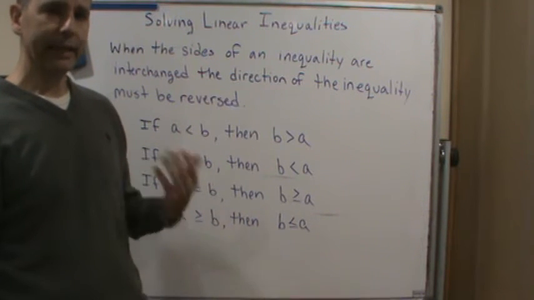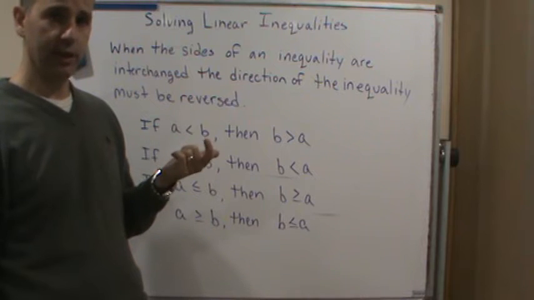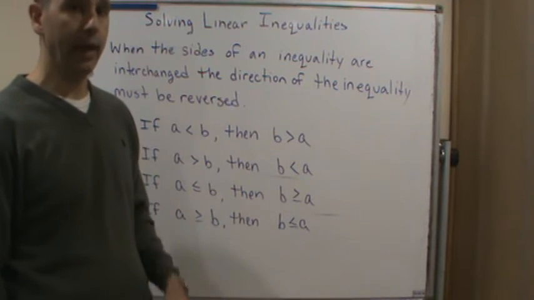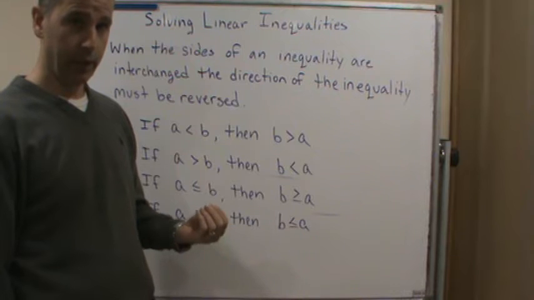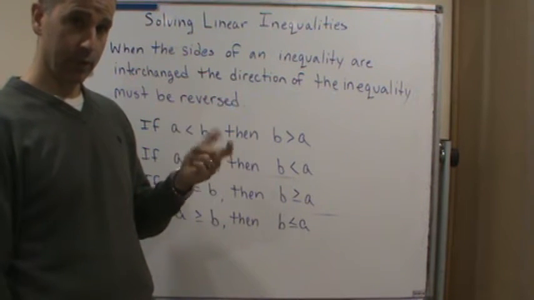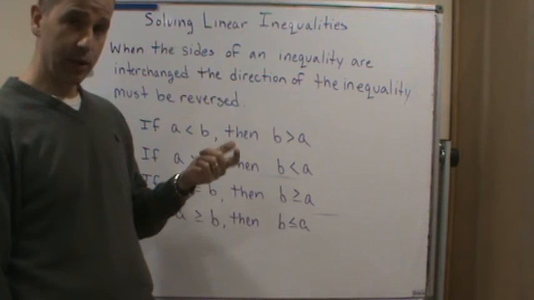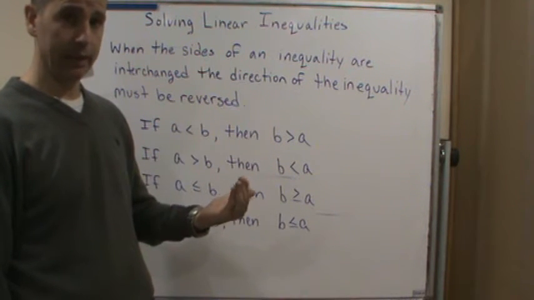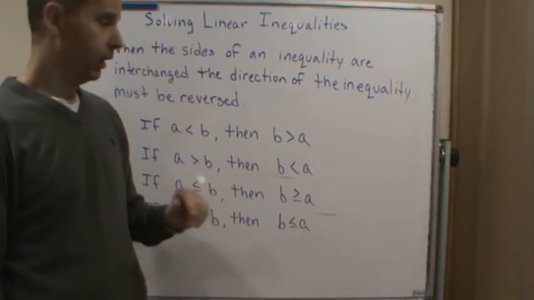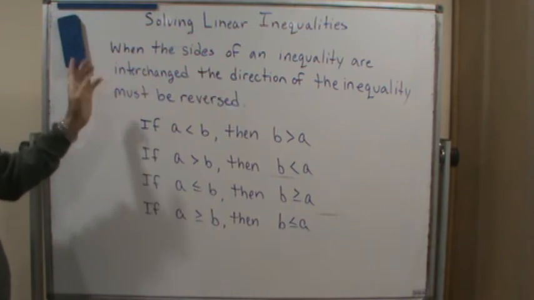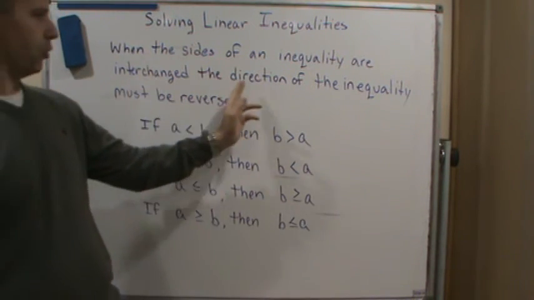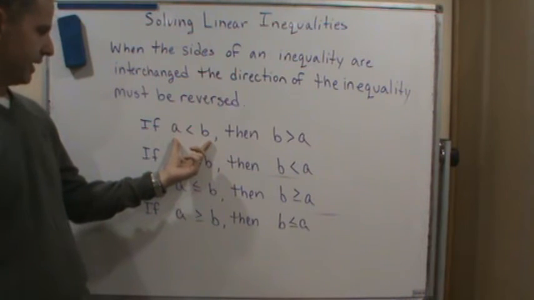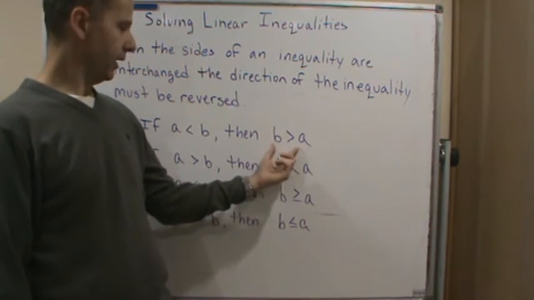Unlike equalities, where we can interchange the numbers on both sides of the equal sign, which we call the principle of equality, we can't do that with inequalities. If we interchange the expressions on either side of the inequality symbol, then we also have to switch the inequality to preserve the relationship. When the sides of an inequality are interchanged, the direction of the inequality must be reversed. In other words, if A is less than B is true, then B is greater than A is also true.